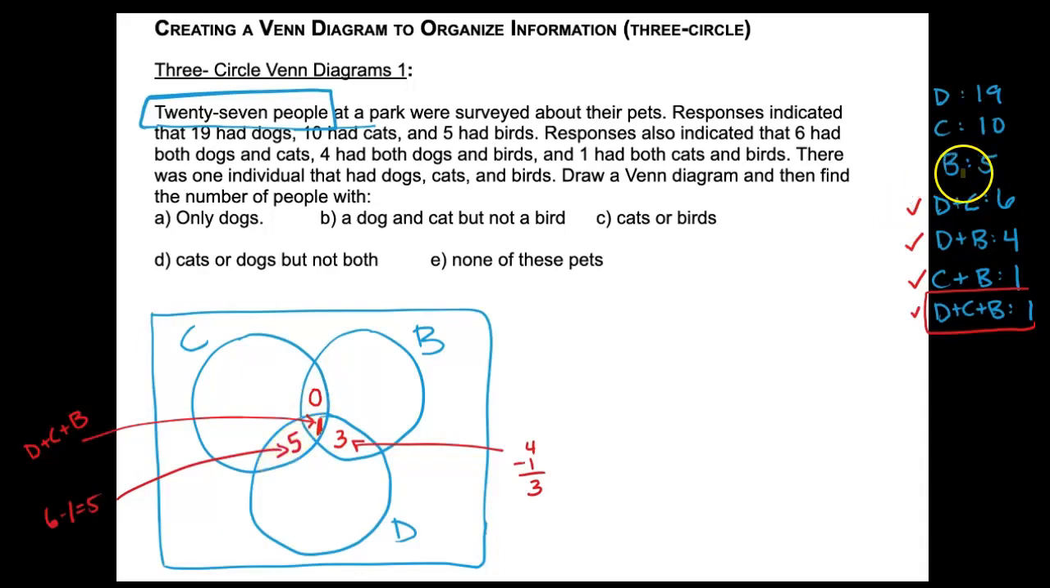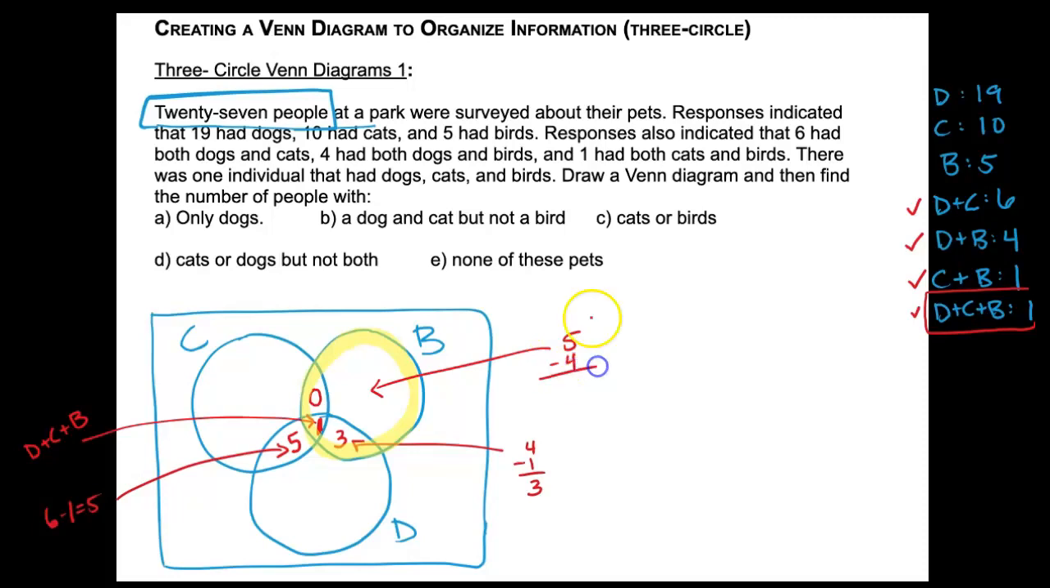Next, I'm going to look at birds. So if I look at the bird circle, that's this entire circle here. That entire circle needs to have 5 in it. Well, let's examine what's already in this circle. So we should have 5, but there's already a 0, a 1, and a 3 in the circle. So 1 plus 3 is 4. So there's already 4 inside the bird circle.